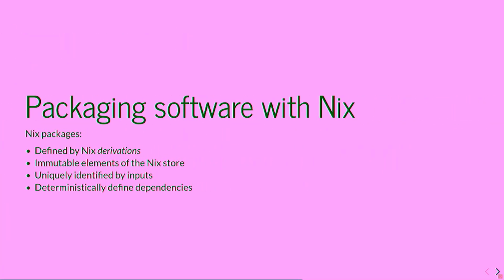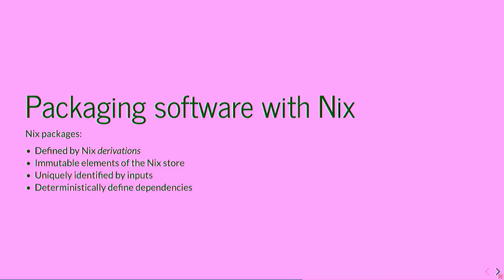Okay, so secondly, to package software with Nix, Nix packages are defined by Nix derivations, as I mentioned a minute ago. Those derivations produce build outputs that become immutable elements of the Nix store. So I'll show you an example in a moment. The Nix store is located on the file system at /nix/store, and every file or directory inside that directory is either a derivation file or a build output. It's actual software. Nix store elements are uniquely defined by their inputs, and therefore they can be content addressed. And I'll show you what that means in a minute.